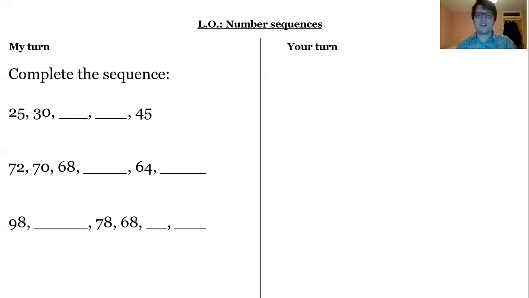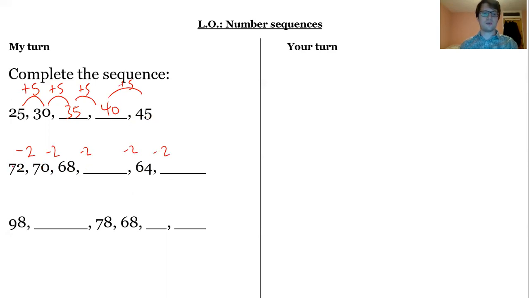So if we complete this sequence, what I need to notice is what's going on each time. Well, 25 to 30, I'm adding 5, aren't I? So I must be adding 5 each time. So 25, 30, 35, 40, 45. Yes, it works, good. Now what's going on here? This time I can see I'm going down, so I must be subtracting each time. You can see I'm subtracting 2 each time. So 72, 70, 68, 66, 64, 62.